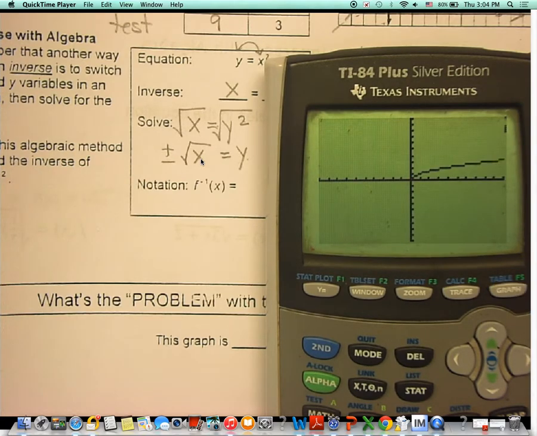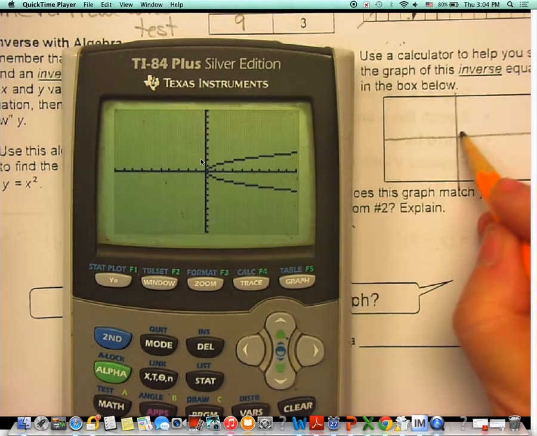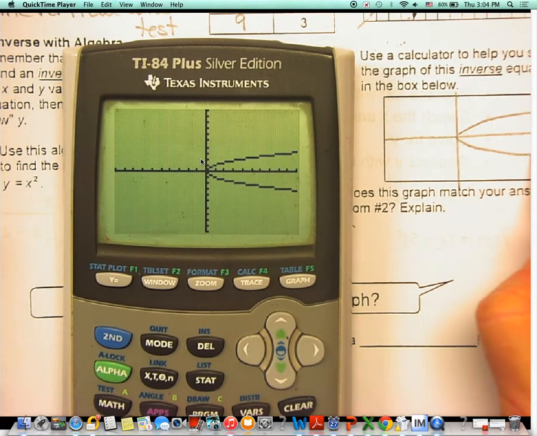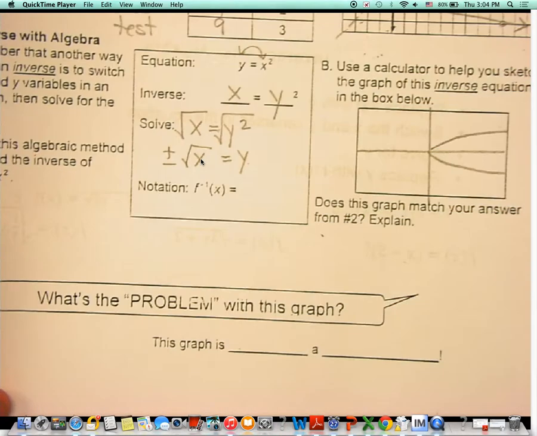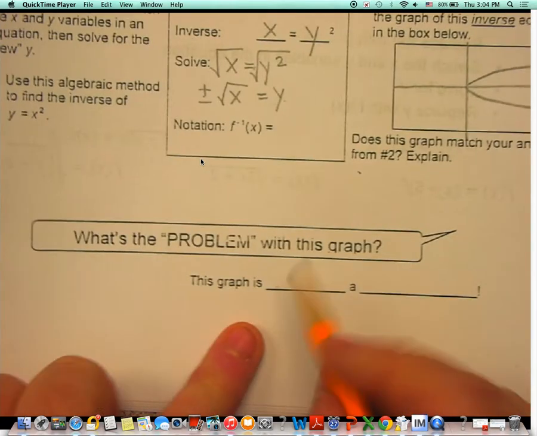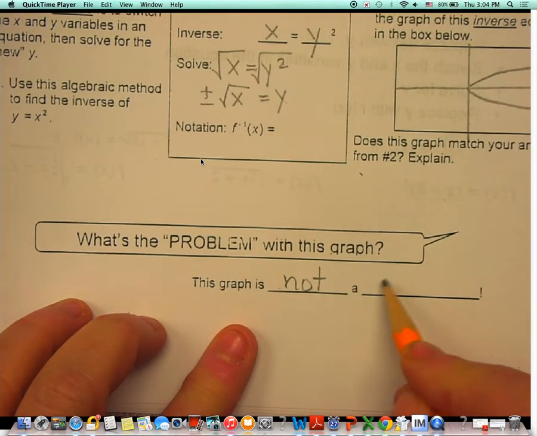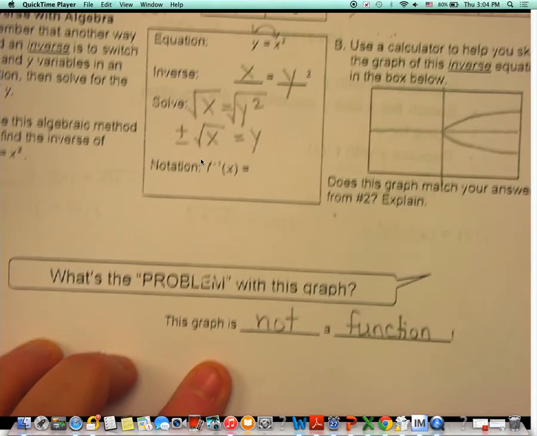Graph it. And what does it look like? Does it look like what we got in number 2? Yes. So we'll sketch it. And what's the problem with this graph? It's not a function. Right. So down here where it says, what's the problem with this graph? This graph is not a function. That's a problem. How could we make it a function?